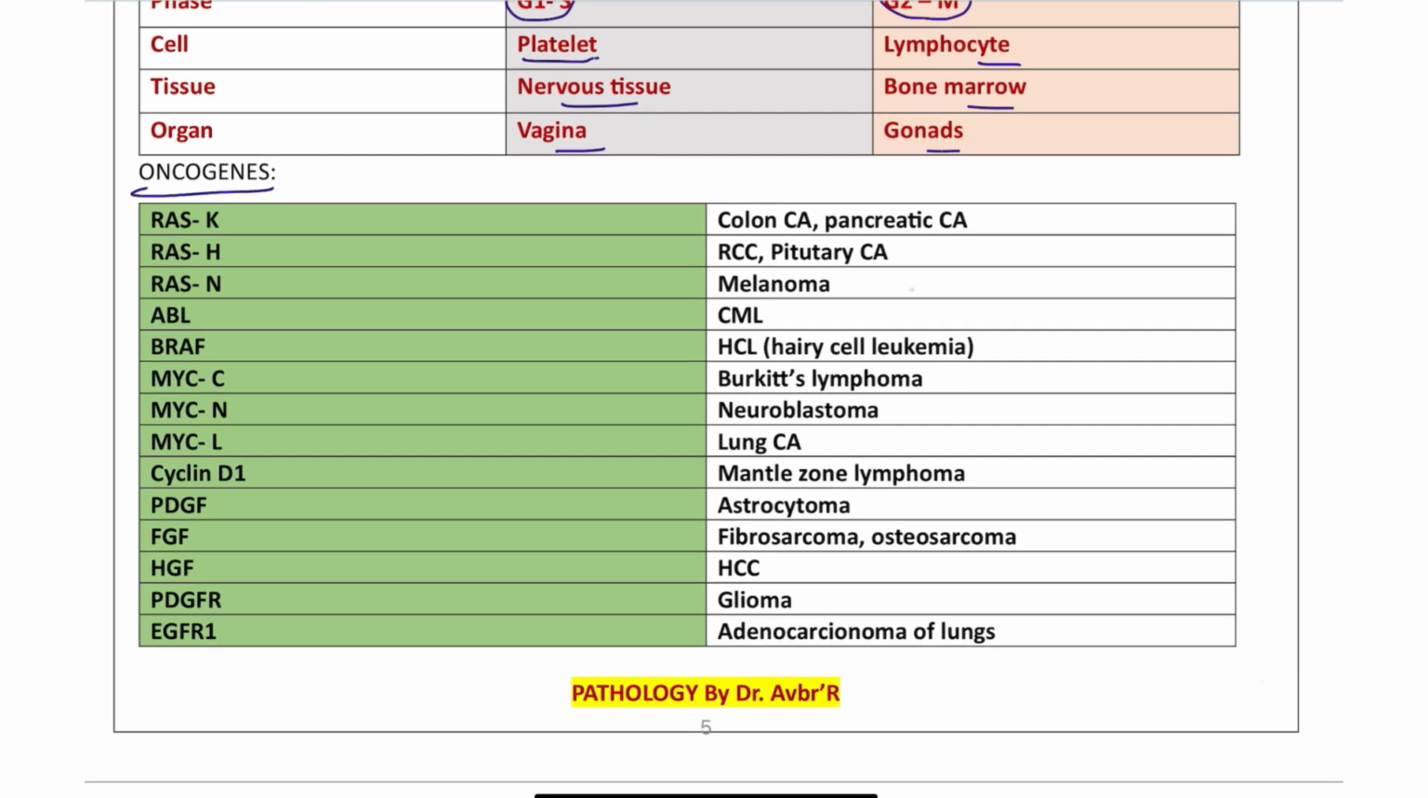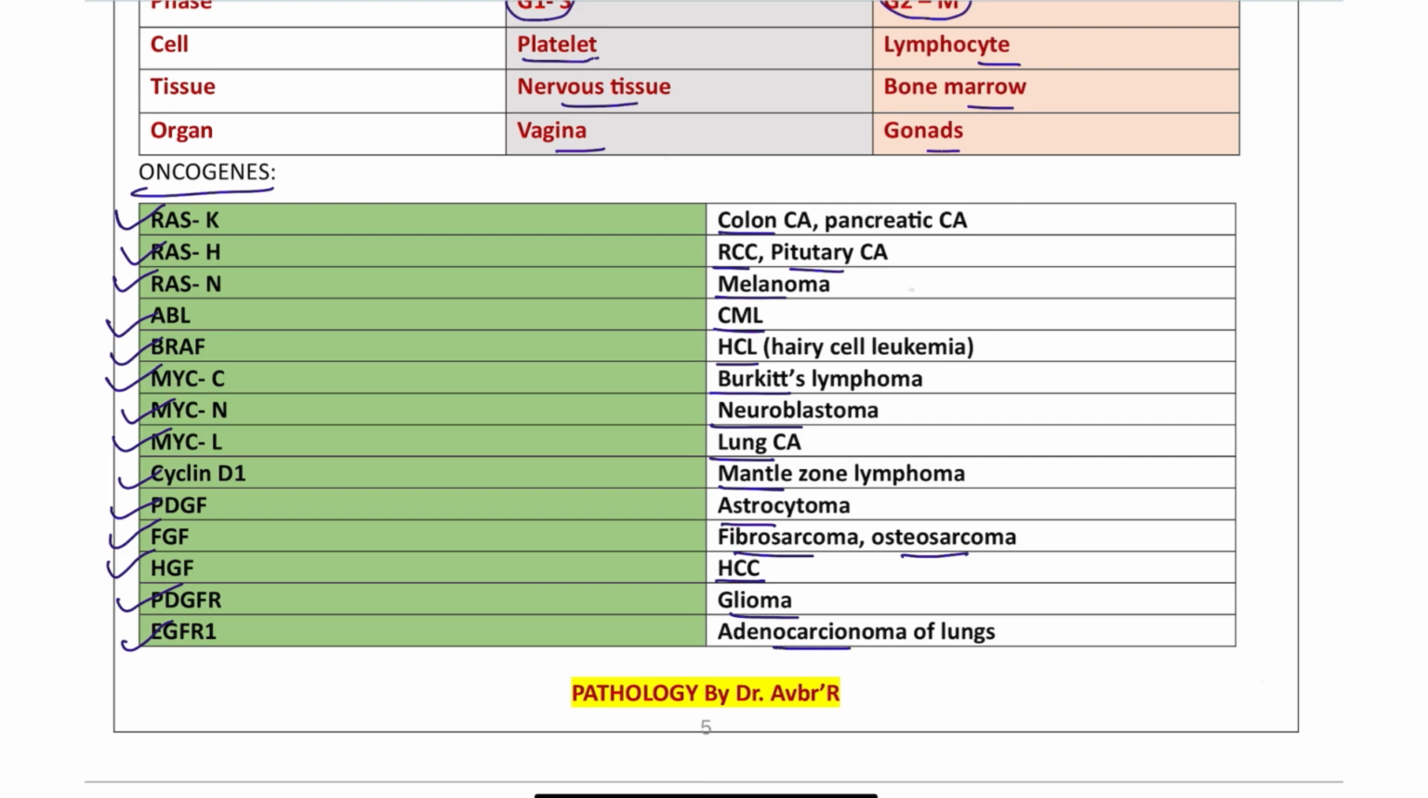Oncogenes: RAS K for the colon cancer, RAS H for the renal cell cancer and the pituitary cancer, RAS-N for the melanoma, ABL is for the CML, BRAF gene is for the HCL, MYC is for the Burkitt's lymphoma, MYC-N is for the neuroblastoma, MYC-L is for the lung cancer, cyclin D for mantle cell, PDGF for osteocytoma, FGF is for the fibrosarcoma, osteosarcoma, HGF is for the HCC hepatocellular carcinoma, PDGFR is for the glioma, EGFR is for the adenocarcinoma of the lungs.